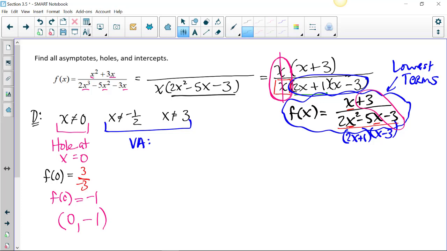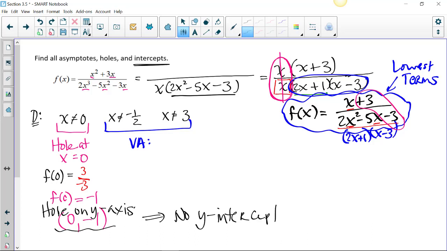Okay, where is that point located in the xy coordinate system? 0, -1. This is on the y-axis. The hole is on the y-axis. So what does that tell me about my intercepts? Right there, I know there is no y-intercept. If 0 is not in the domain, which it's not, right here, 0 is not in the domain, tells me there is no y-intercept. So I'm not even going to try and find that.